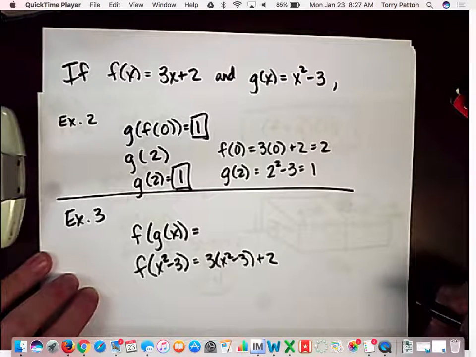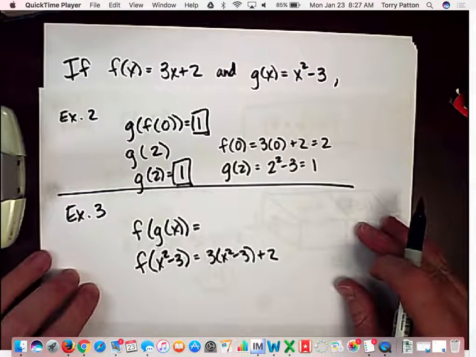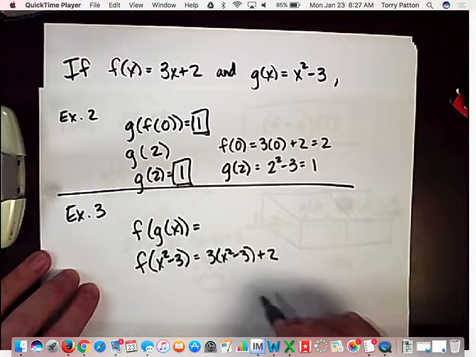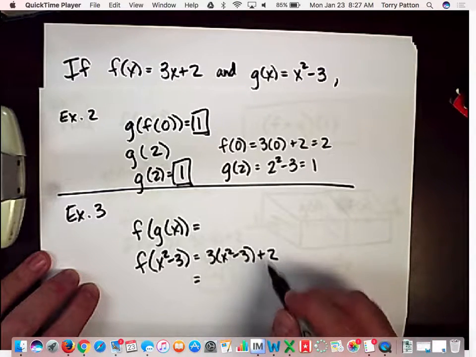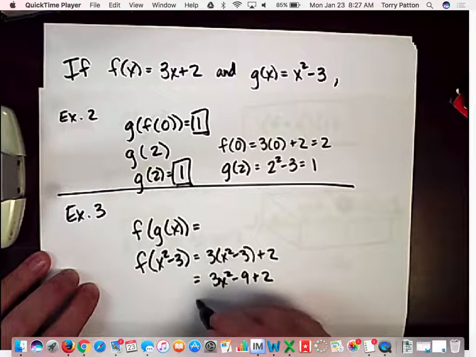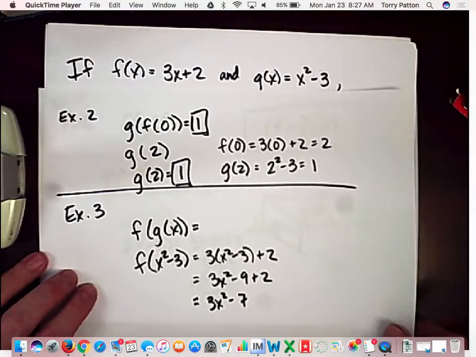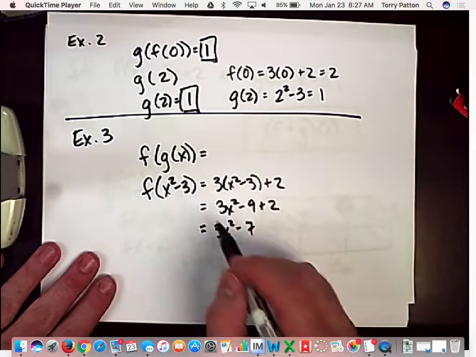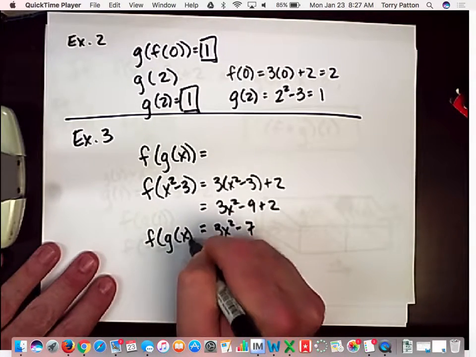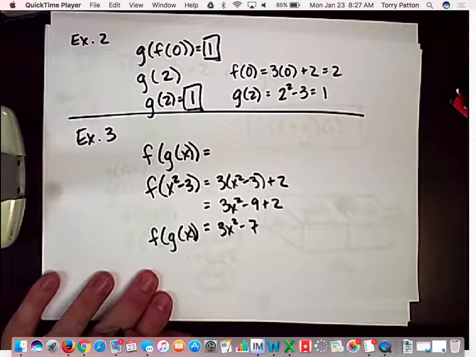Right? Now that's a very technical math term that y'all just heard. Okay, this junk, right. So then you're just simplifying with algebra. You distribute the 3, so that's 3x squared minus 9 plus 2, which becomes what? 3x squared minus 7. So what this is saying is, instead of plugging in every different x and getting an output for g and then plugging that output into f and getting a new output, you could just plug it into this equation.